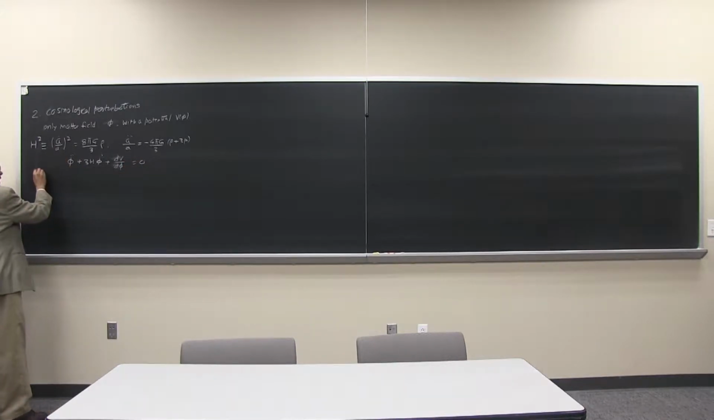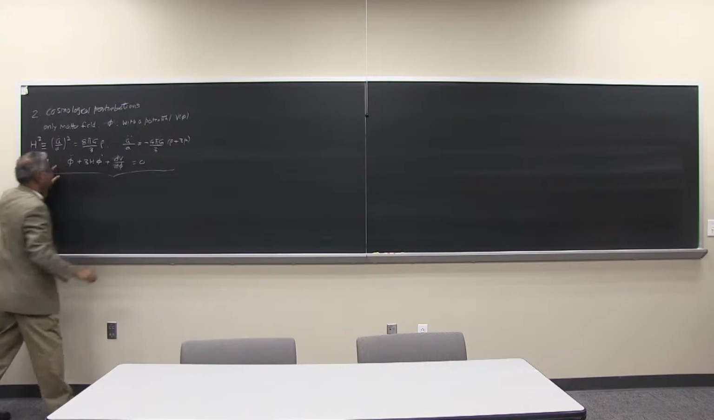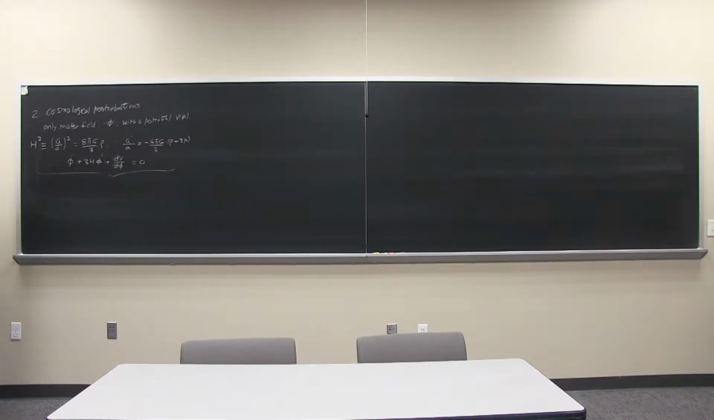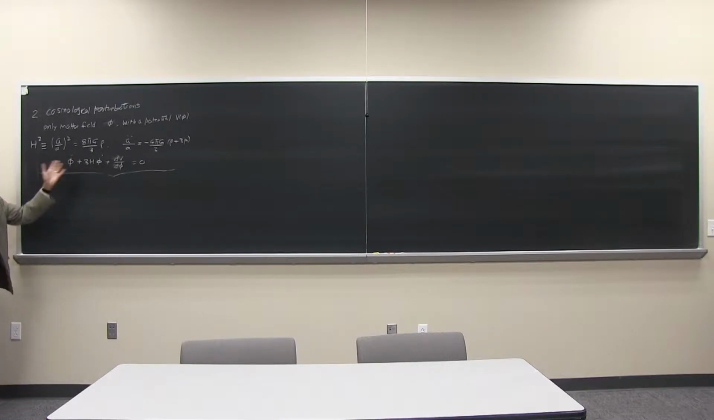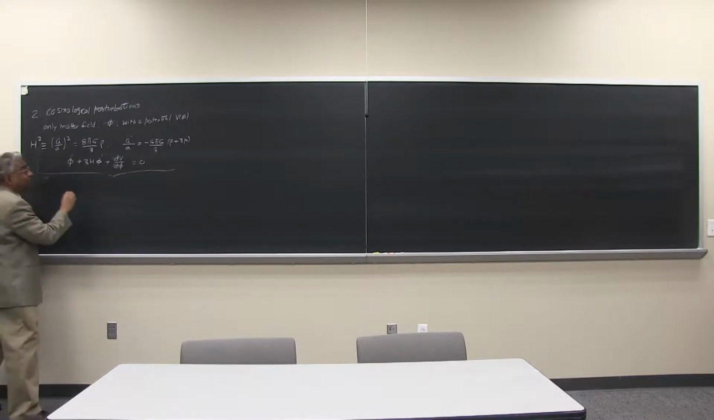And one of the homework exercises would be to check that these equations are consistent. In particular, these two imply this, and you can also see whether in fact any two of them imply the third one. Okay. And now what we want to do is perturbations about it. So this is the background geometry.